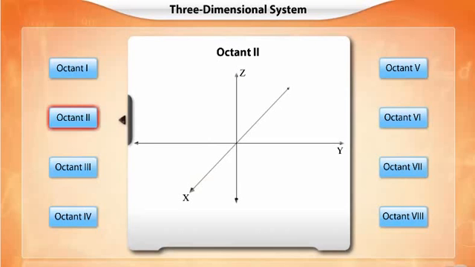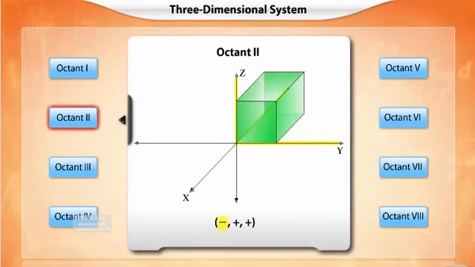Octant 2 is determined by the negative x-axis, positive y-axis and positive z-axis. As a consequence, any point in this octant has a negative x-coordinate, whereas the y and z coordinates are positive.